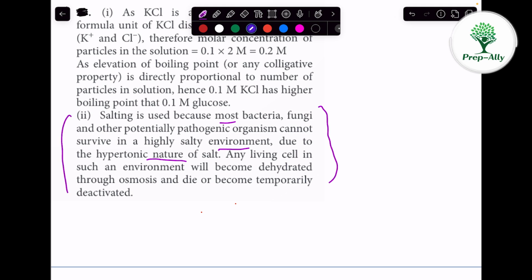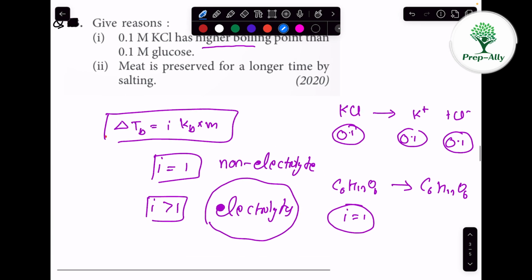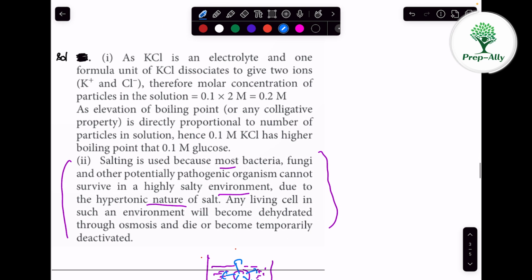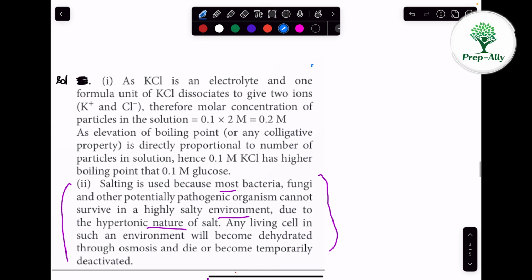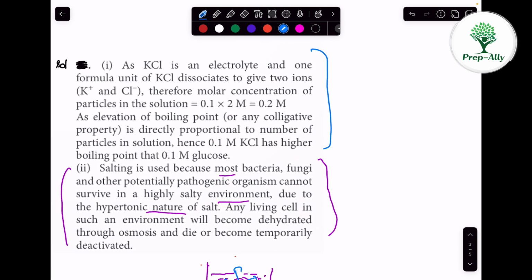So hypertonic solution means we have a cell and we have a hypertonic solution, where we have a highly concentrated substance, concentration of NaCl, and let's suppose any solute will be very high, so all the water molecules will move out from the cell, and it will dehydrate. That's why NaCl can act as a preservative, and this is the reason for the first part. So these are some of the important questions from the liquid solutions chapter for the CBSE board.